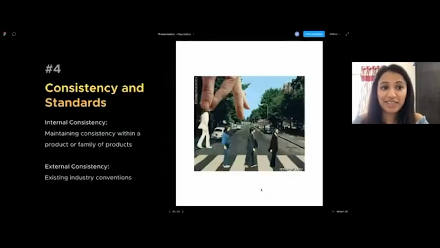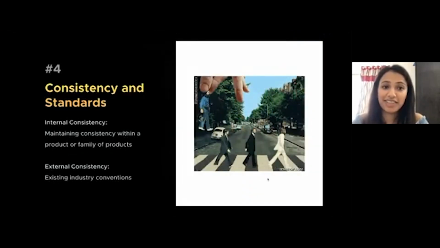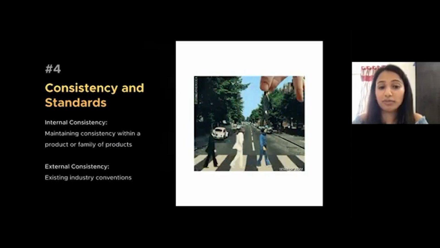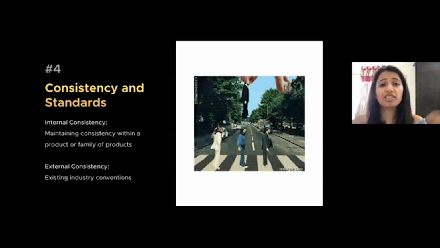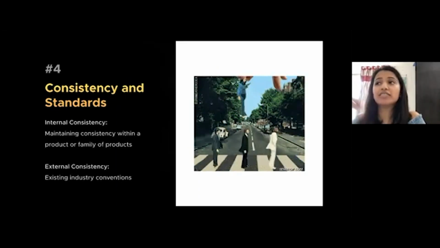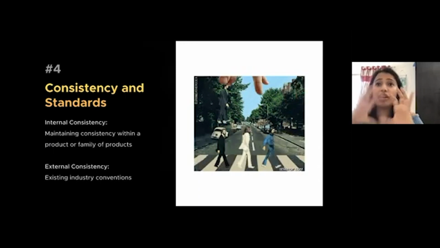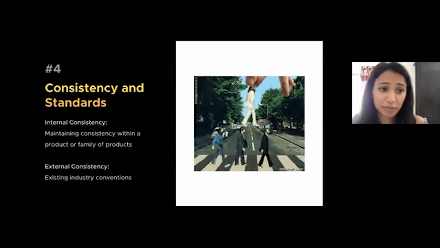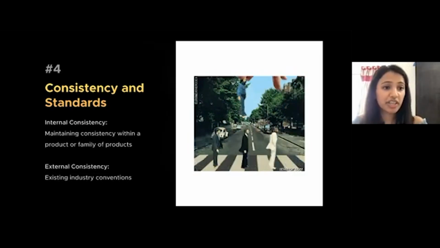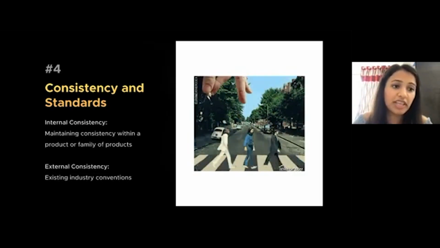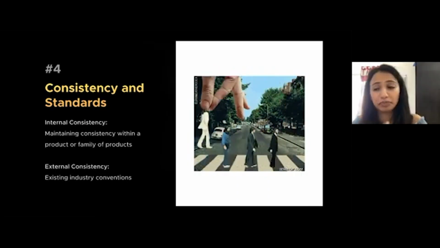Moving on to the next heuristic, that is consistency and standards. I'm sure for all the people who belong to design college, this is something that we have, and even if you don't, this is something we have read so many times in multiple languages and verses about consistency and standards. Here, when it comes to the heuristic, I would like to point out there are two kinds of consistencies. One is internal and one is external.